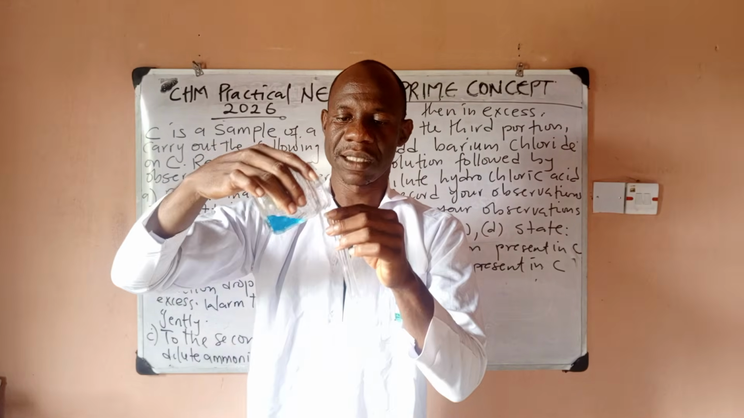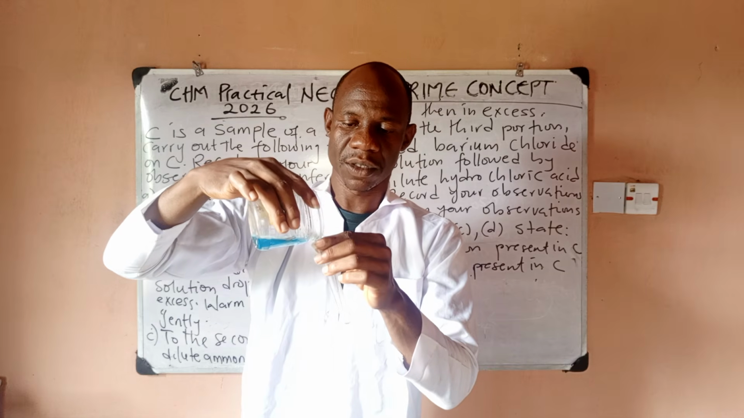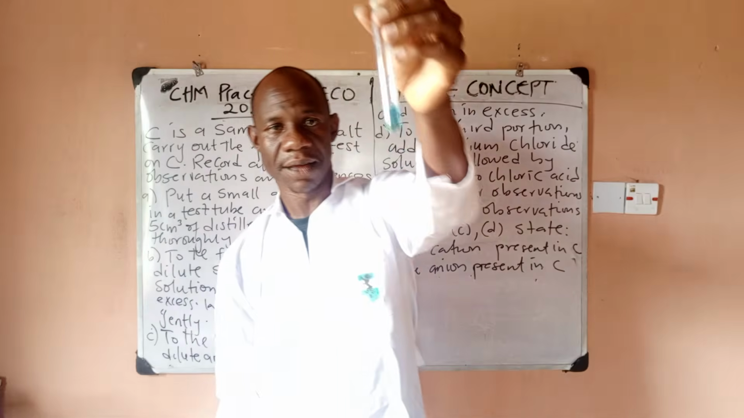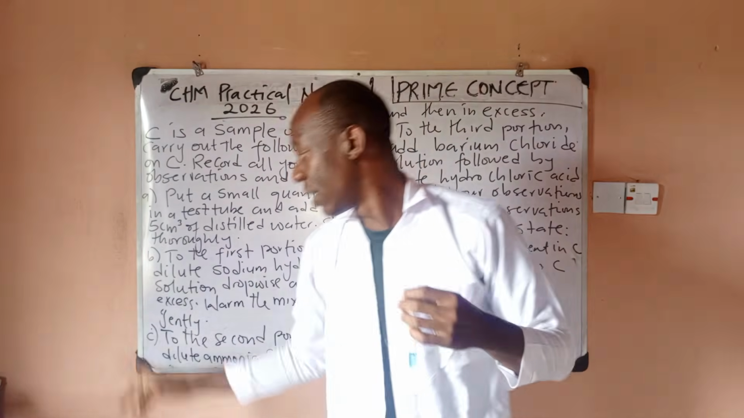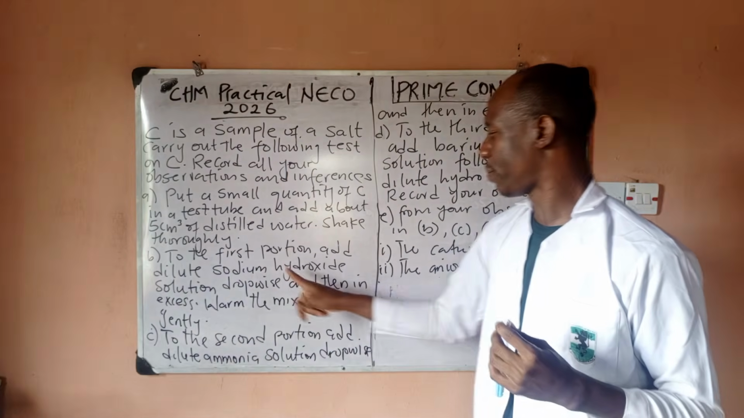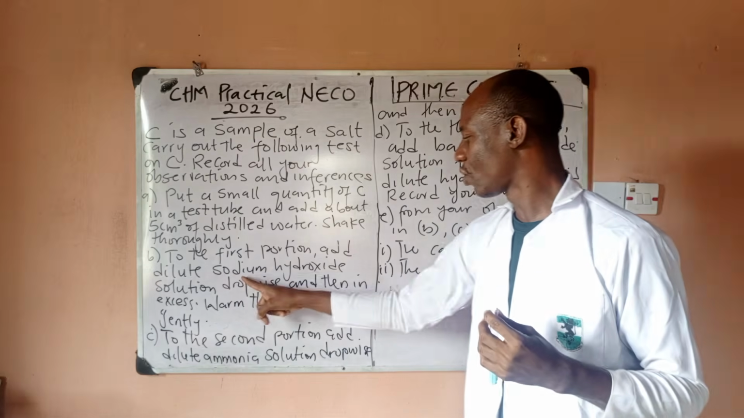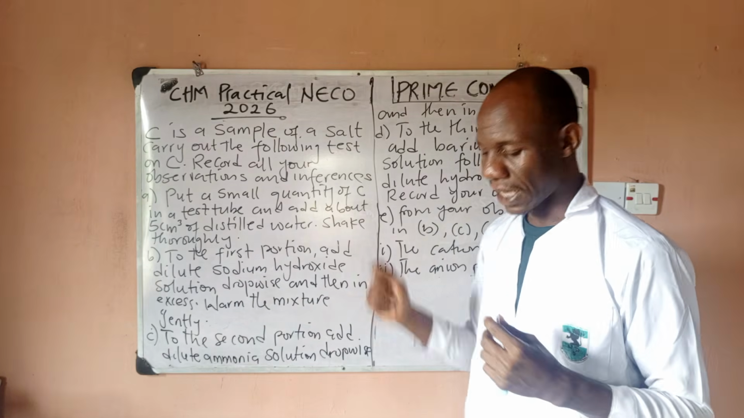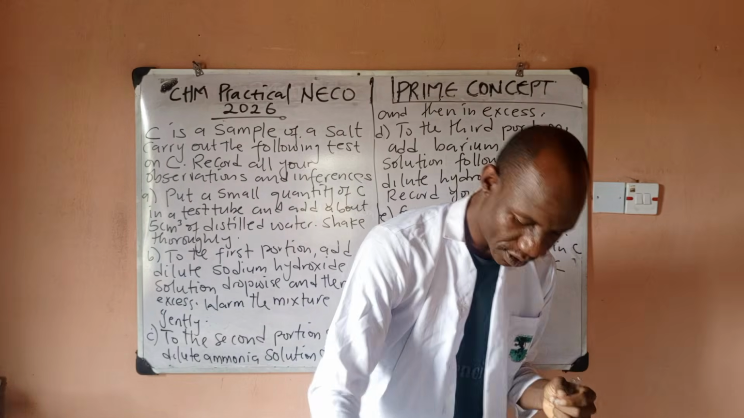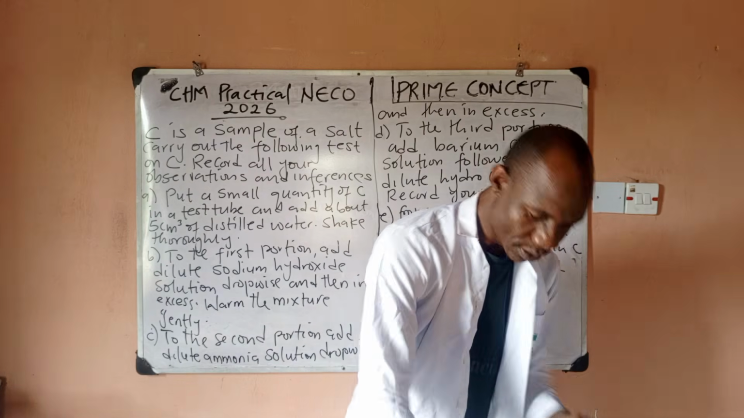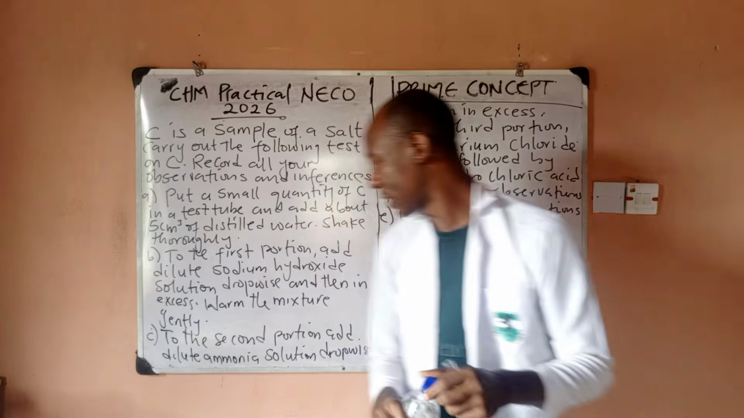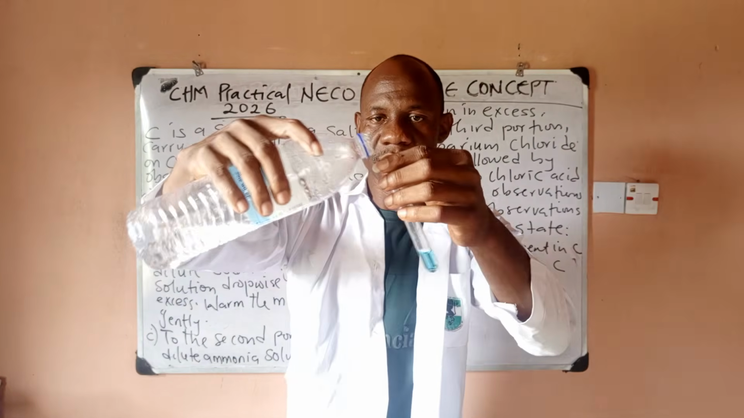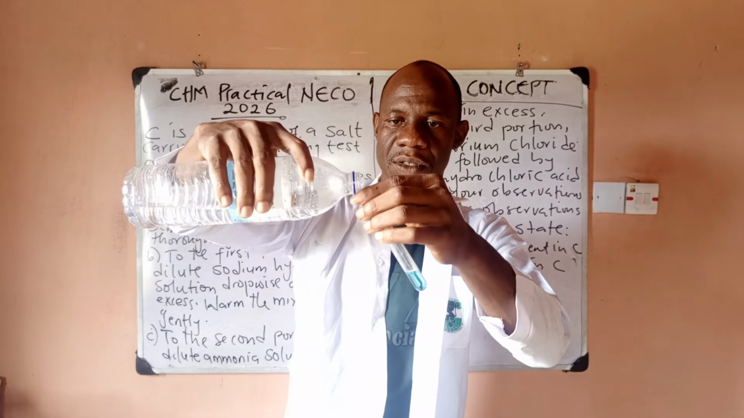Now very quickly, I want to put a small sample in a test tube. This is what I have in a test tube. Now let's look at the first part. They say to the first portion, add dilute sodium hydroxide solution dropwise and then in excess. So where's my sodium hydroxide? This is my sodium hydroxide. I'm going to add dropwise, just a little.